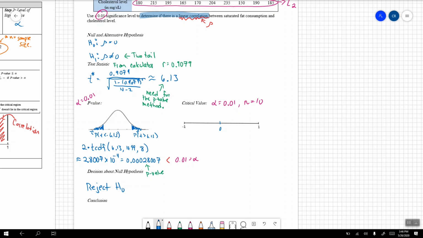Well, in order to do that, we need to do one thing. We need to look up the critical value. So I'm going to say look up the critical value on table A5. Alright, so what does that mean?